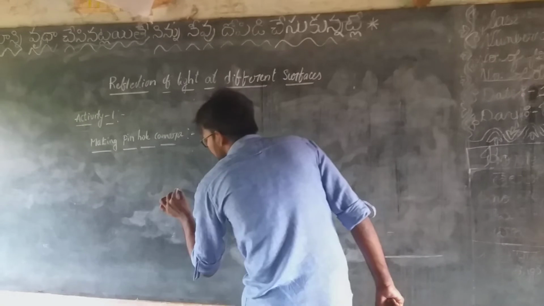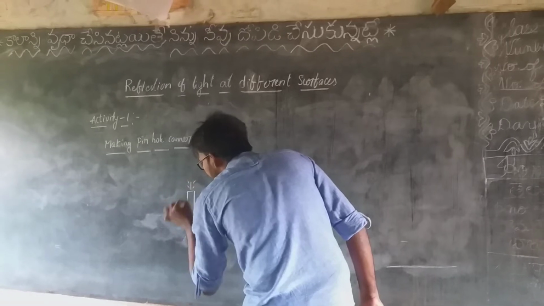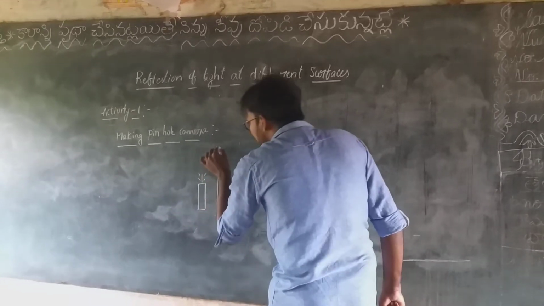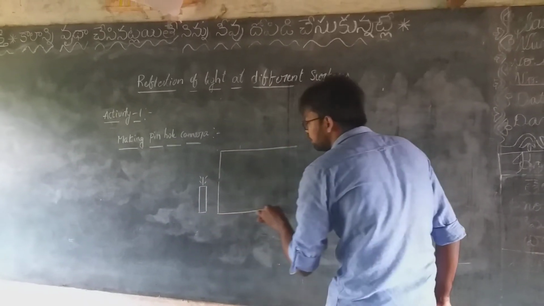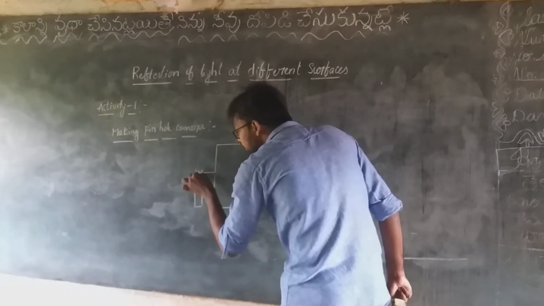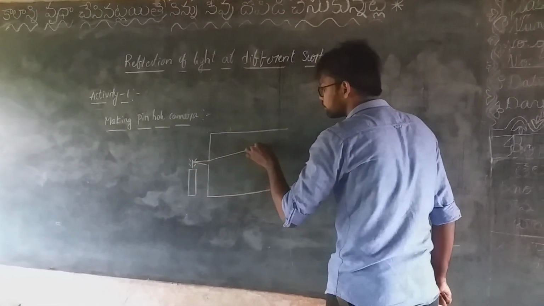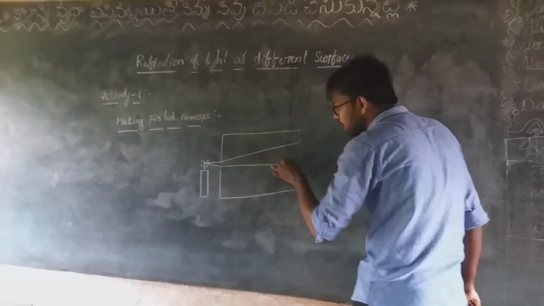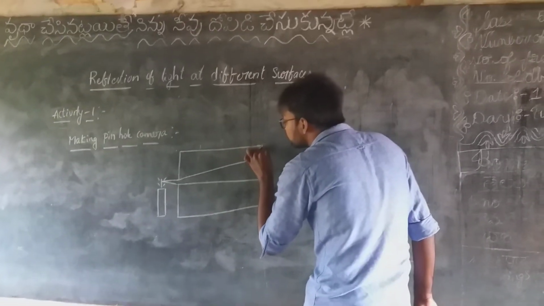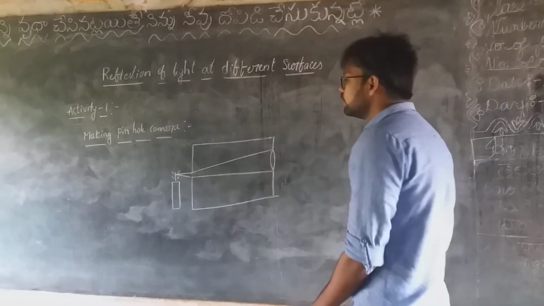For example, the candle is glowing. Now I take the white sheet and I make a hole in it. From this hole, what will happen? The light will transfer through the white sheet. Then from this white sheet, the light is divided into two different lines, and at the end of the board, the image will be formed.